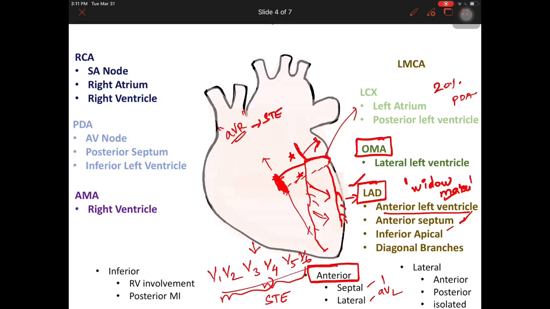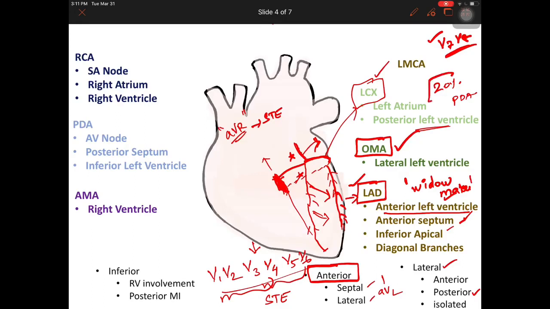Next is the left circumflex. If it is blocked, it's going to develop a posterior myocardial infarction, which can be picked up by the leads V7, V8 and V9, the posterior leads. If it is a proximal LCX infarction, then the lateral wall of the left ventricle is also involved because of the obtuse marginal artery. So the person develops both lateral and posterior myocardial infarction. If lateral plus posterior, then it is probably LCX.